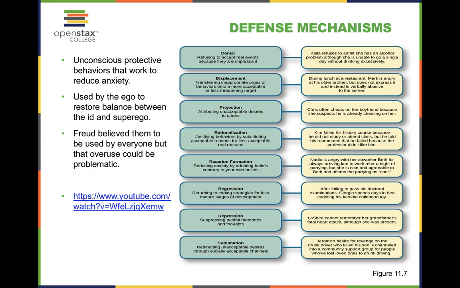So in the example to the right, Chris often cheats on her boyfriend because she suspects he is already cheating on her. So in this case, what Chris is doing is she is actually engaging in the act of cheating, but she may either blame or accuse her partner of cheating, or think that their partner is cheating, so they just do it anyways. But in all reality, their partner is not actually cheating. They just believe it to be true, and she's casting feelings about herself onto her partner.